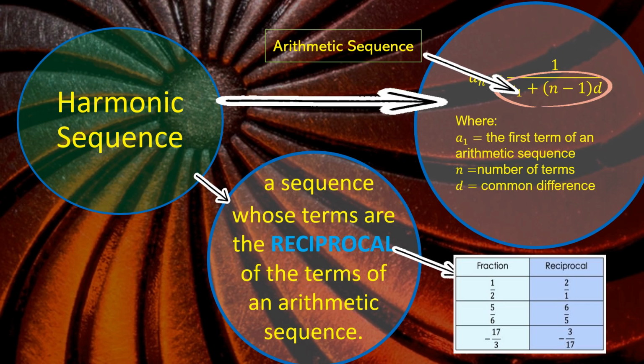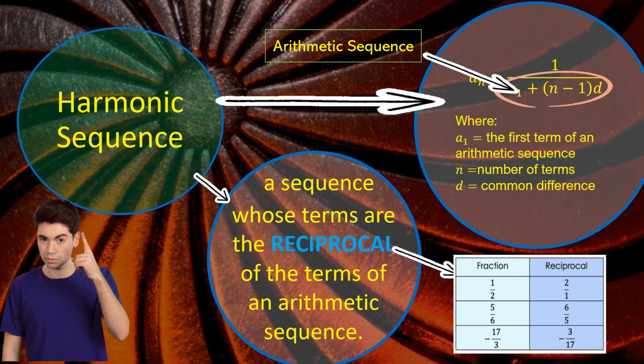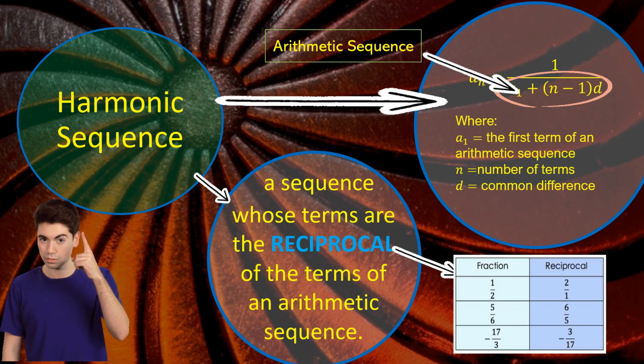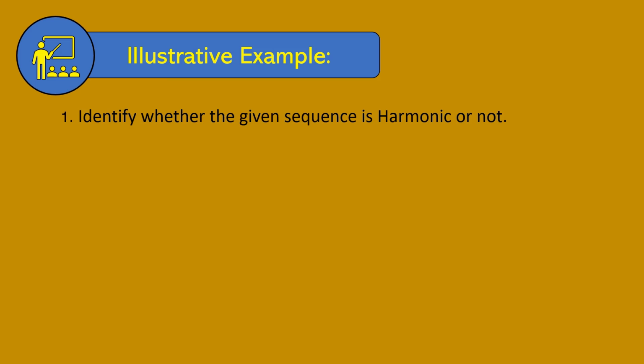Likewise, the reciprocal of 5/6 is equal to 6 over 5, and negative 17 over 3 is negative 3 over 17. Okay? You cannot change the sign, as the sign is as is. So that is what reciprocal is. Now, you have learned already what the harmonic sequence is. Let's try to identify whether the given sequence is harmonic or not.